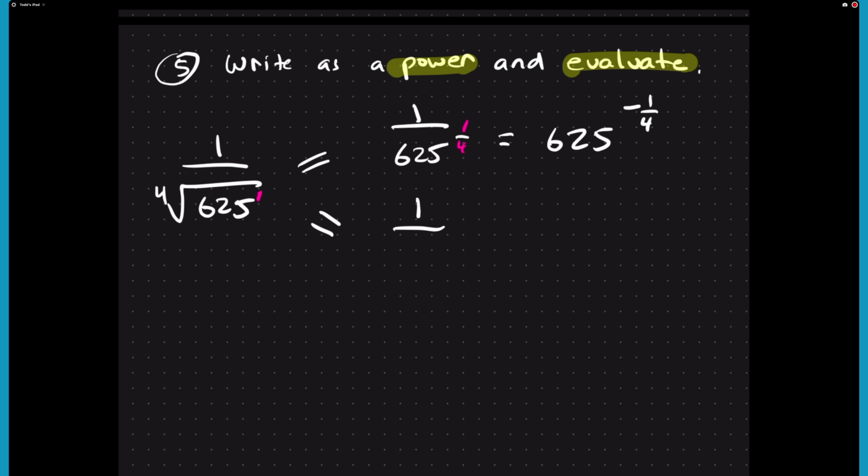is 625 a perfect power of 4? So I look and try and see, well, what is 4 times 4 times 4 times 4, or 3 times 3 times 3 times 3, or 5 times 5, 6 times 6, etc. And if you know your fourth powers, which most of us don't, but you should be able to recognize that it ends in a 5, so the most likely candidate is 5.